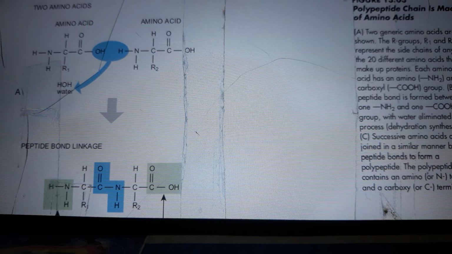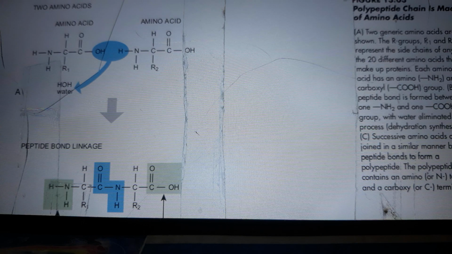Dehydration synthesis. So this is called dehydration synthesis, which means it's a process in which, during the combination of an amino group and a carboxyl group, a molecule of water is liberated, and that is known as dehydration synthesis. C. Successive amino acids are joined in a similar manner by peptide bonds to form a polypeptide. So very many peptide bonds together form a polypeptide, right?